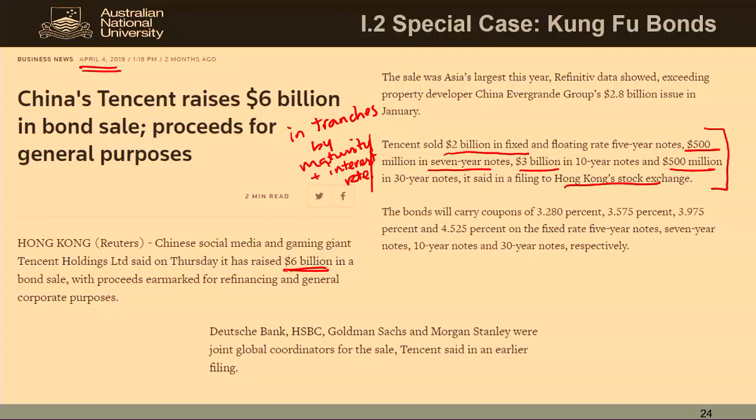And it is filed on the Hong Kong Stock Exchange to be listed on the Hong Kong Stock Exchange. And the coupon rates are here. And then these are the syndicate of underwriters for this bond. Deutsche Bank, HSBC, Goldman Sachs, Morgan Stanley, they are the joint coordinators for the sale. So whenever there are news items for bond issuance, you should be able to see all of the different details for that.